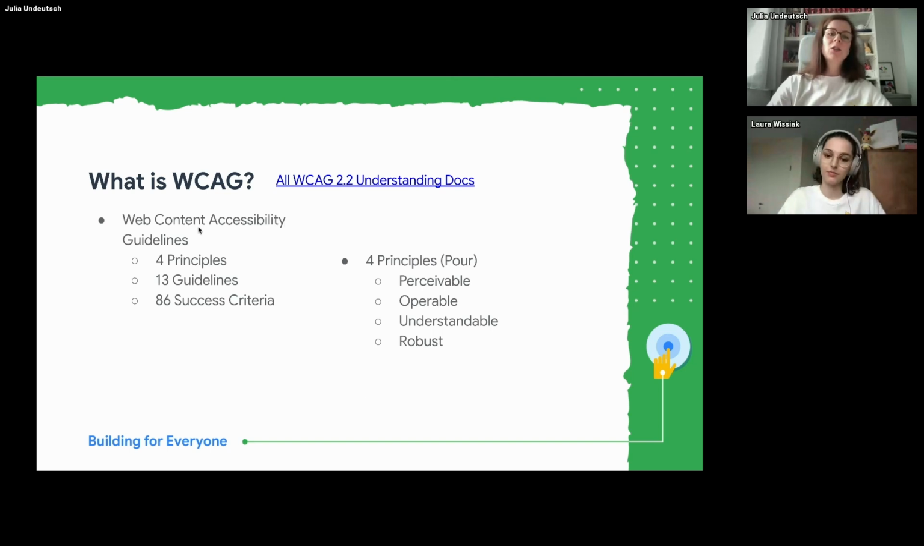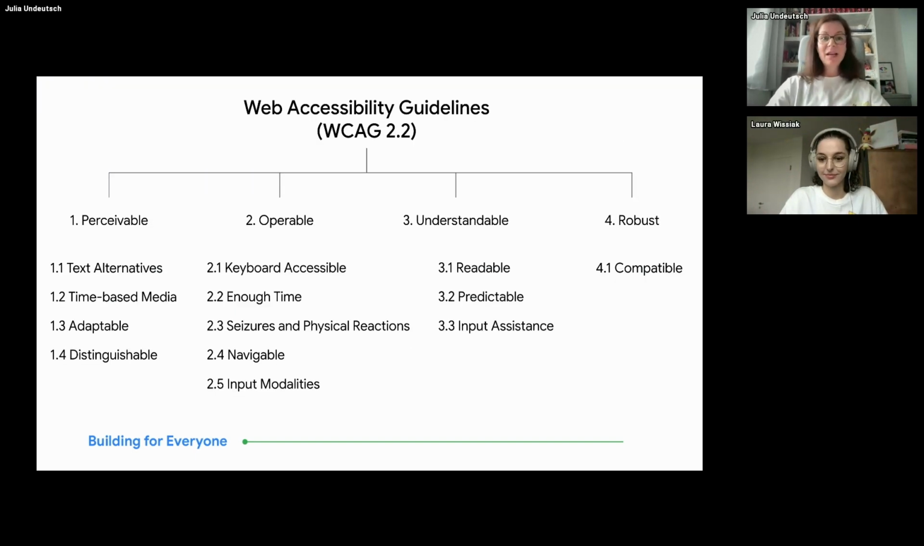And the guidelines are divided into 4 principles, which are, so that's why they are called POUR. The 4 principles are perceivable, operable, understandable, and robust. And each of these principles also has guidelines. In general, there are 13 guidelines, and these 13 guidelines contain success criteria, which are in total 86, if I'm not mistaken, 86 success criteria in total. I'll show you this in a smaller chart.